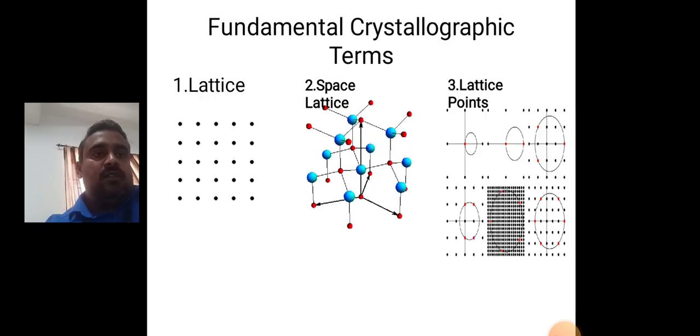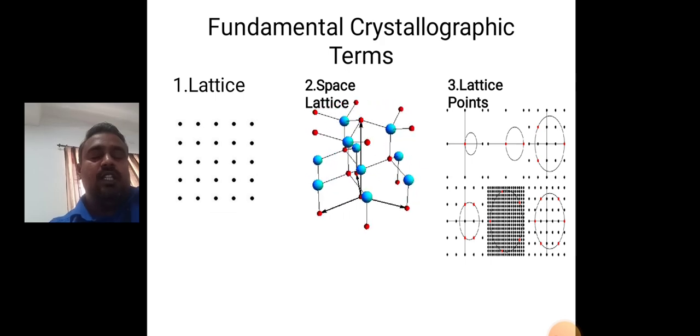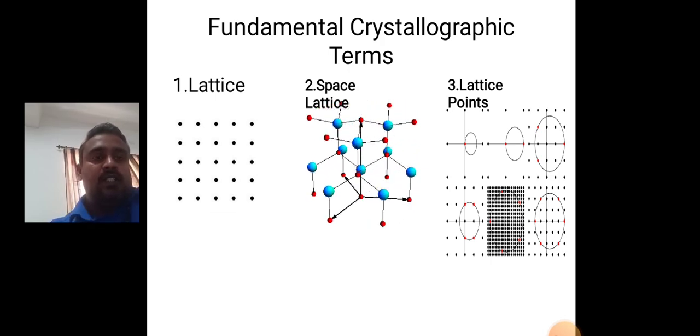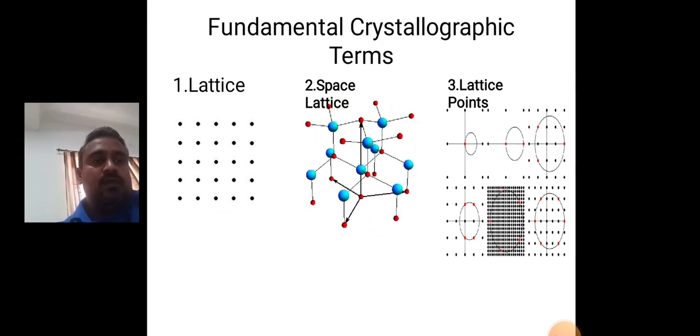So fundamental terms of crystals, the first one is lattice. The lattice is a point denoting the position of atoms or molecules. Then the space lattice: the lattice lines and lattice points in space are called a space lattice. Then a lattice point denotes the position of atoms.